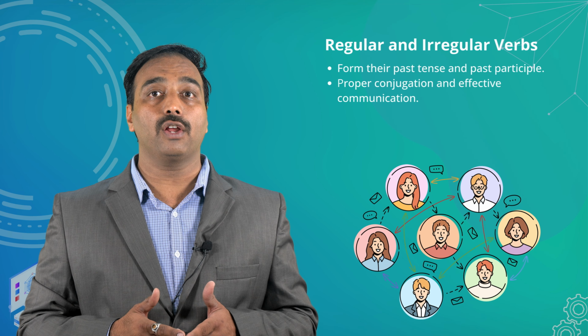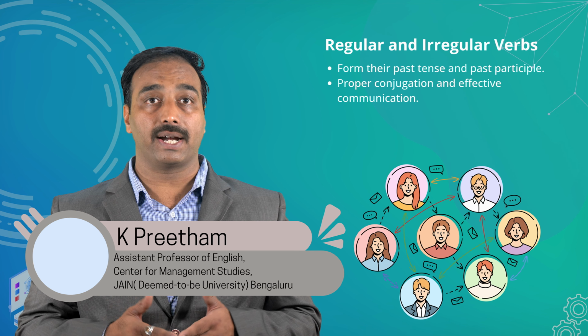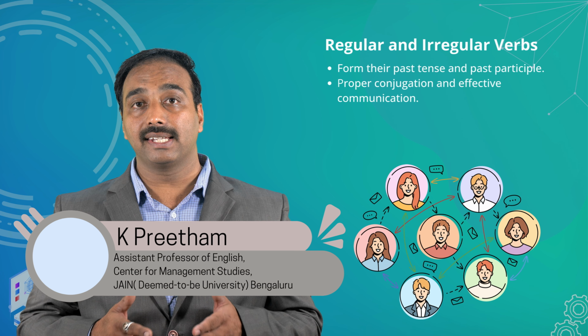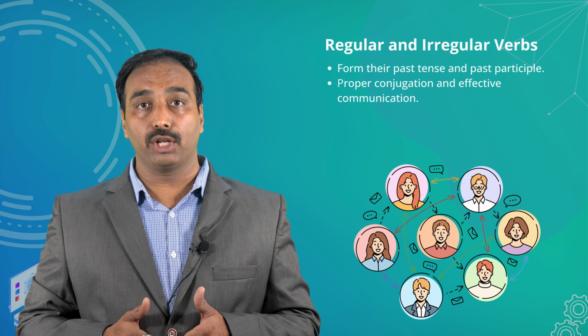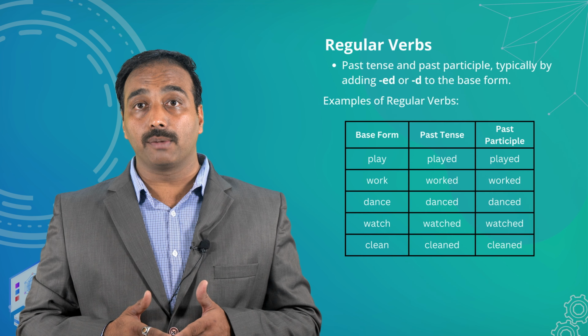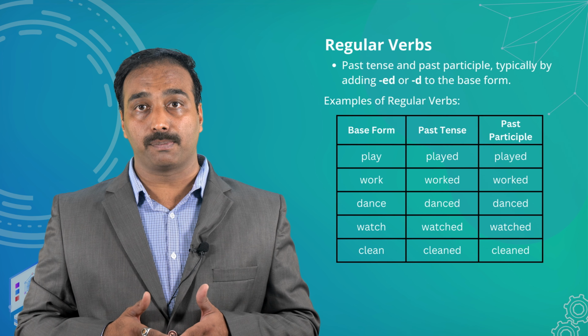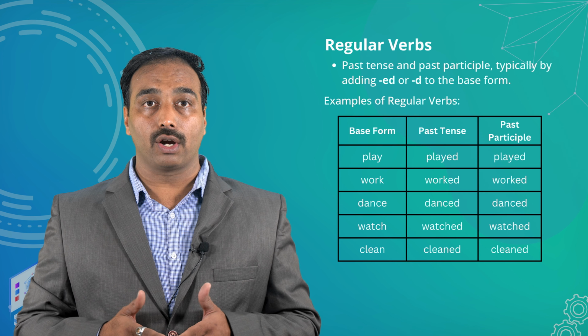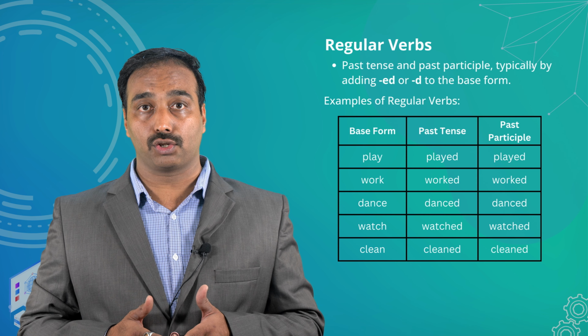In English grammar, verbs are categorized as regular or irregular verbs based on how they form their past tense and past participle. Understanding these distinctions is essential for proper verb conjugation and effective communication. Regular verbs adhere to a consistent pattern when forming the past tense and past participle, typically by adding -ed or -d to the base form.